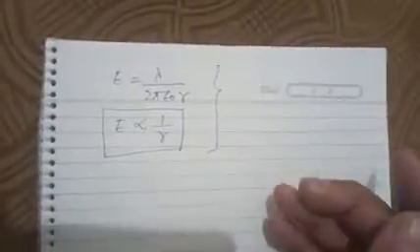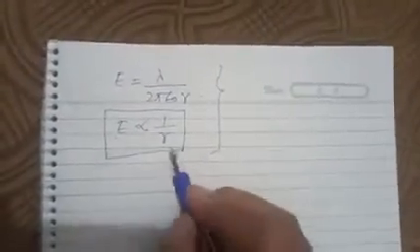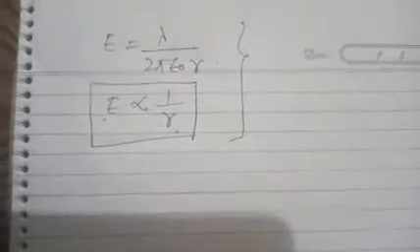We can also plot a graph between E and r. So this is your homework question: plot a graph between electric field intensity and distance.